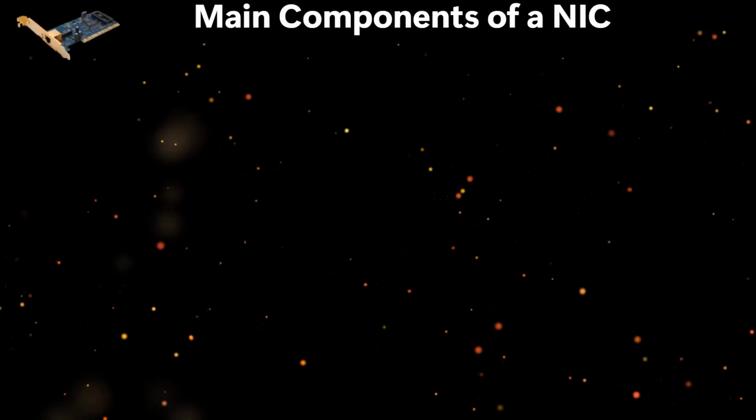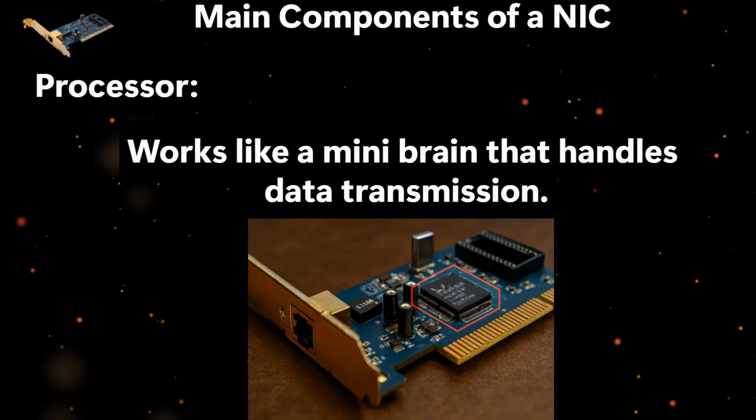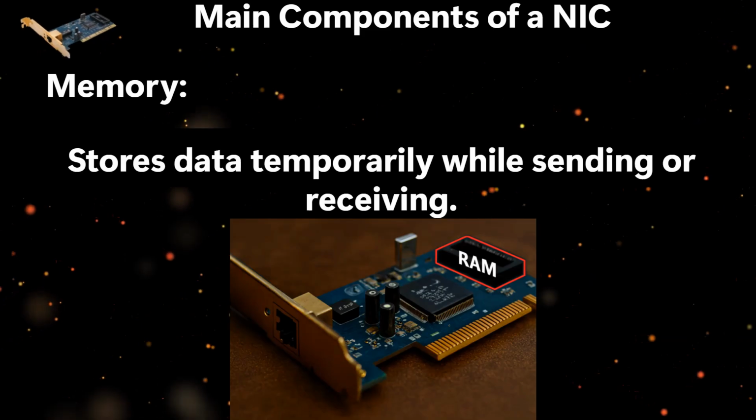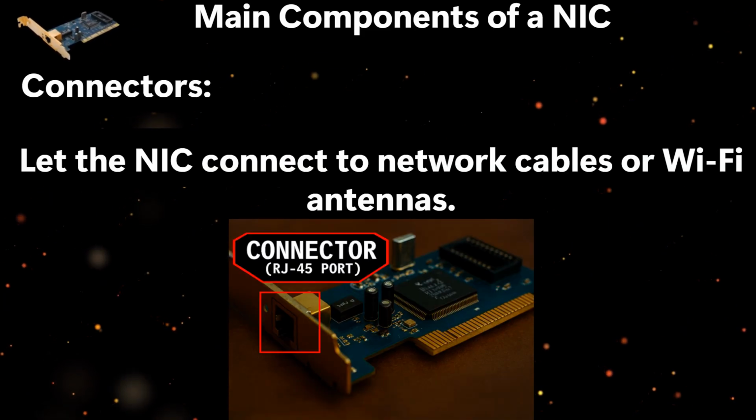Let's see the main components of a NIC. Processor. Works like a mini brain that handles data transmission. Memory stores data temporarily while sending or receiving. Connectors let the NIC connect to network cables or Wi-Fi antennas.